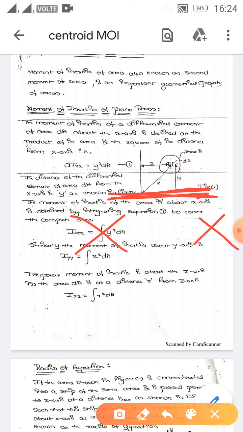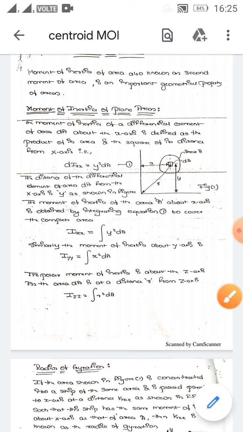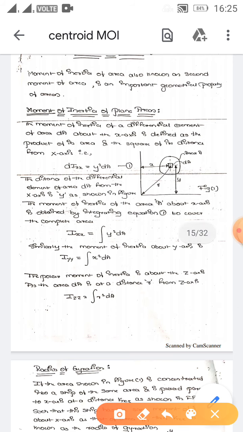If I want to calculate the moment of inertia of the small element dA, which has been shown here, the moment of inertia of that element along this x axis is given as dIxx. Moment of inertia is represented as Ixx if we are calculating along the xx direction. If we want to calculate in the y direction, we mention it as Iyy.